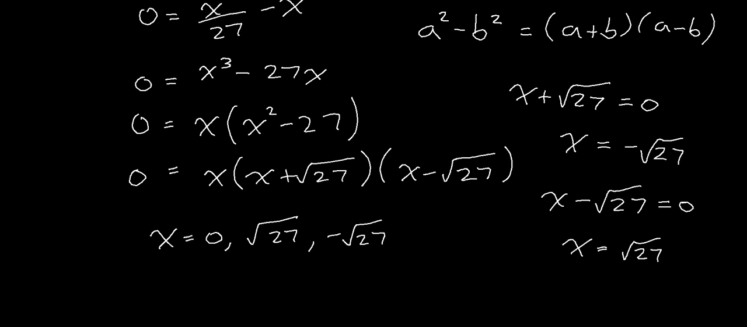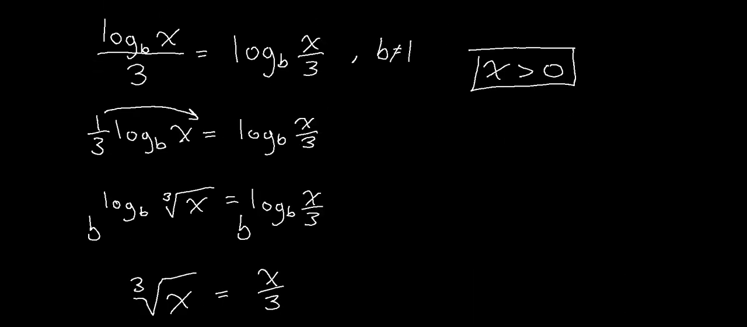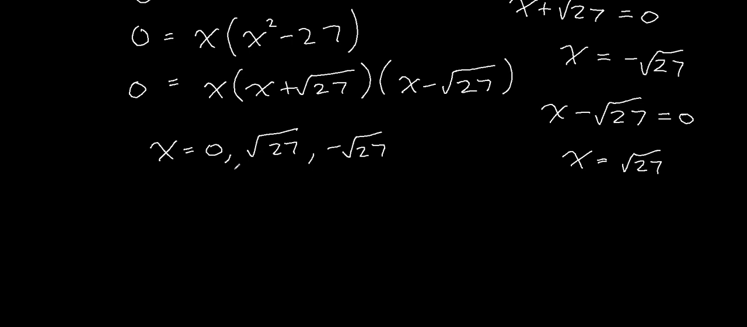But if we check our restrictions up here, all the way up here, x must be greater than 0. So 0 is not greater than 0. 0 is just 0. So this doesn't work. Root 27 is greater than 0, so that works. And negative root 27 is not greater than 0, so that doesn't work. So that leaves us only one answer. x equals root 27.